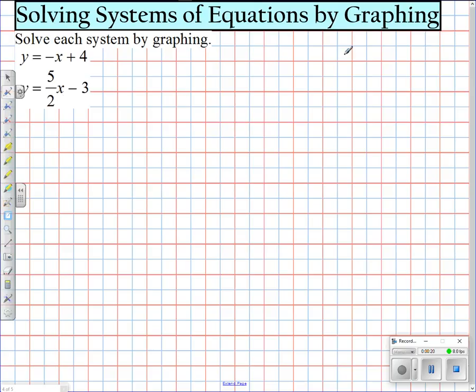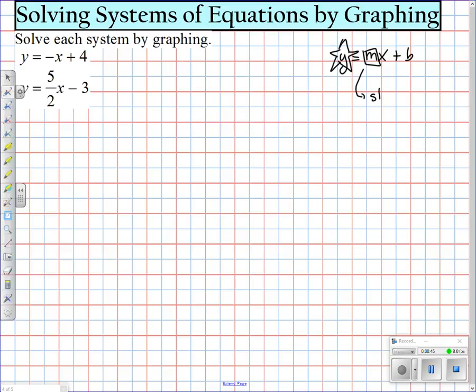So remember, for graphing, we're going to be using y equals mx plus b. First of all, the y has to be by itself. If it's not by itself, you get it by itself. And the number that's right next to the x, that is the m. The definition of that is slope.